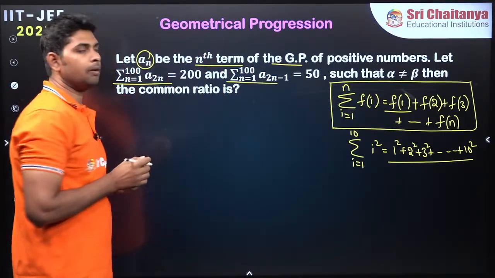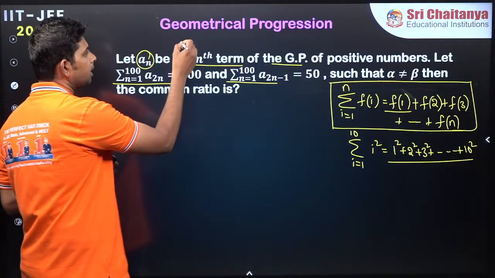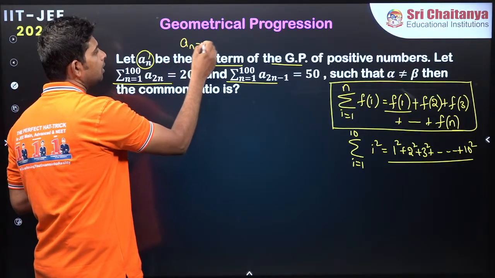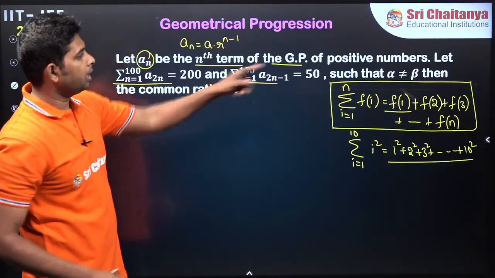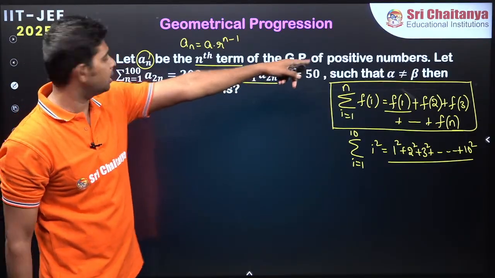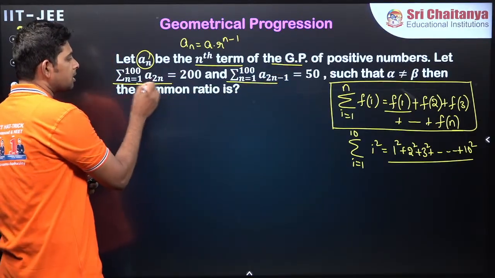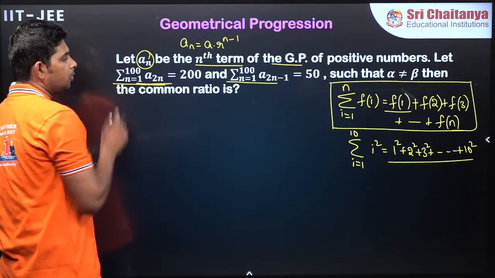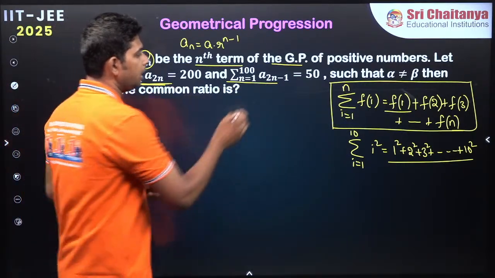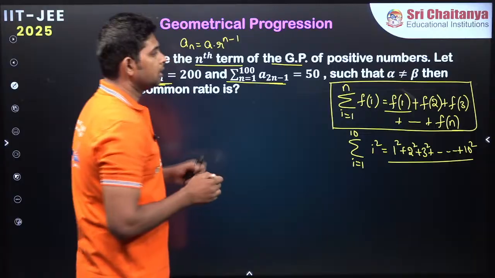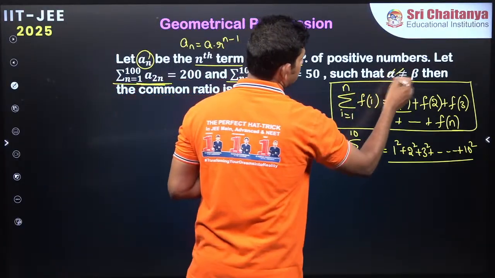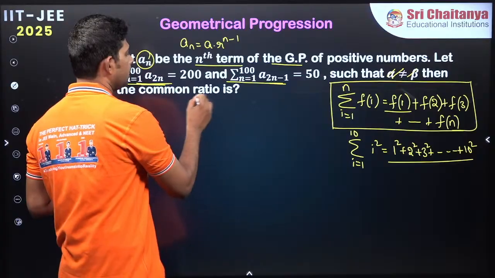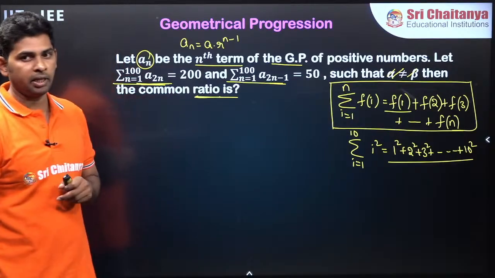Then what they have given in the question is that the nth term of a GP is an. An is our nth term, or simply you can write an equals a into r power n minus 1. And all these are positive numbers. Let the summation of a2n be 200 and the summation of a2n minus 1 be 50, such that alpha is not equal to beta. Then we need to find the common ratio.